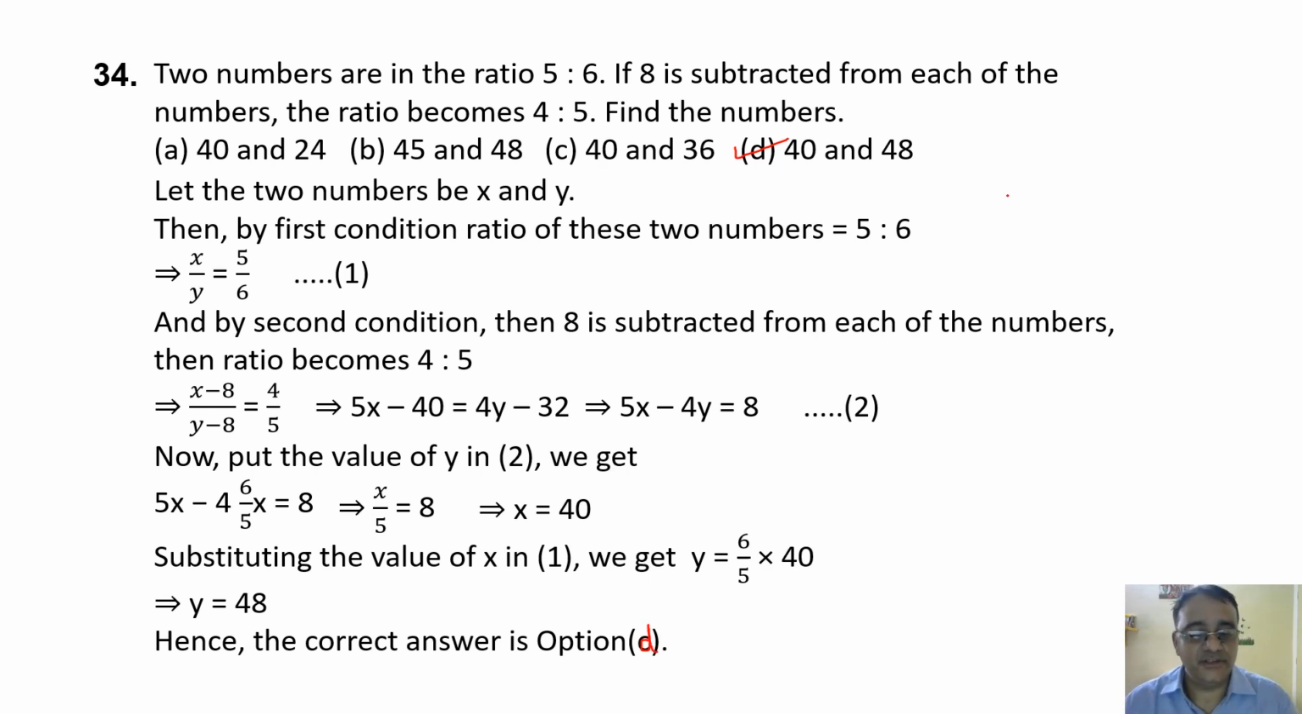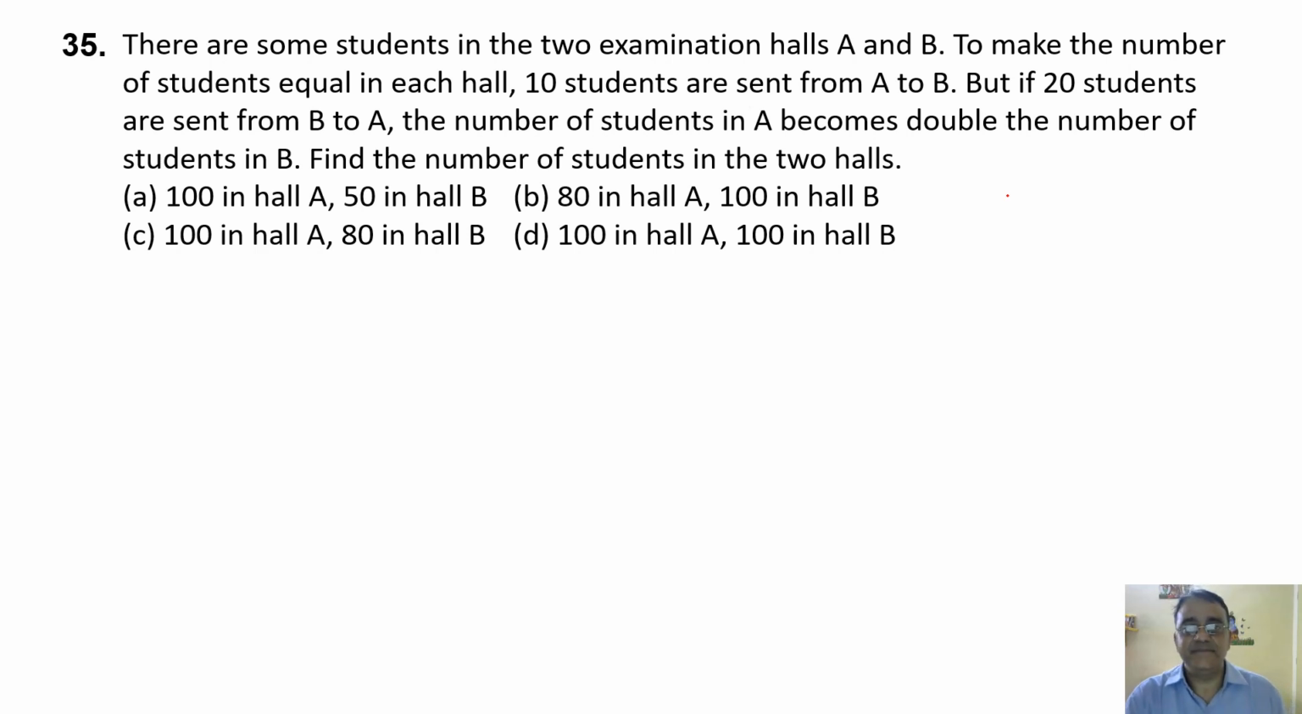So now we are moving towards the next question, question number 35. There are some students in the two examination halls A and B. To make the number of students equal in each hall, 10 students are sent from A to B. But if 20 students are sent from B to A, the number of students in A becomes double the number of students in B. Find the number of students in the two halls. Right? Question is clear to all of you? Sir. Right. So let the number of students in hall A be x and hall B be y.